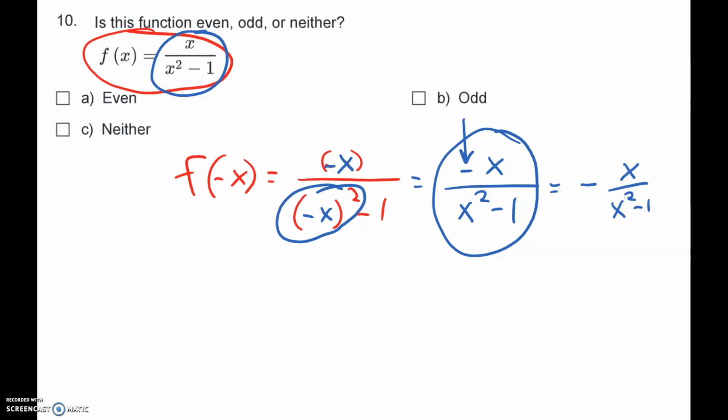Well, if that's another way to write this, then what we ended up with was the opposite of x over x squared minus 1. Well, that's f of x. So, opposite inputs gave us opposite outputs. Now, with fractions, that gets kind of tricky, so practice. Make sure that you hang in there, don't give up.